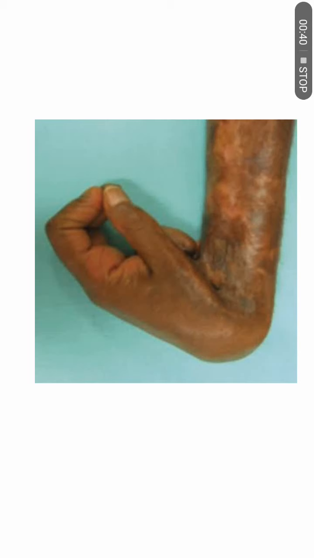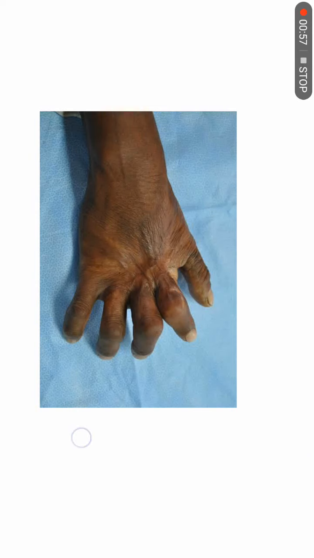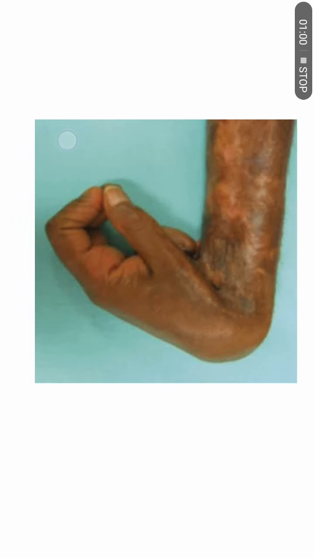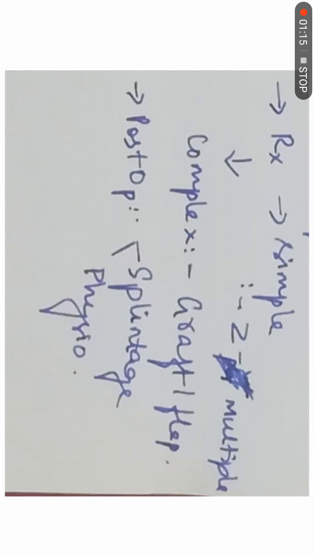And moving on to contractures, this one is a hyperflexion contracture because there's a lot of flexion over here. Whenever a wound crosses a joint or a flexion crease, a contracture develops. Contracture is often associated with a hyperflexion or a hyperextension deformity. Hyperflexion is shown here, and hyperextension is this. And this one is a limiting one because, with flexion, we can't say there's a deformity, but extension is a bit difficult.